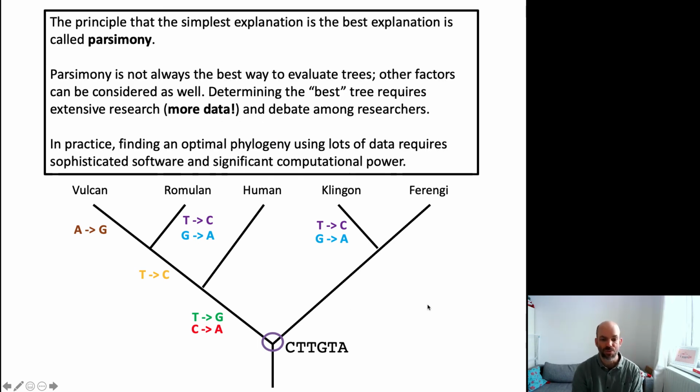So that's my super simplistic explanation of how you make a tree. Again, the logic that I was using is called parsimony, which is only one way that you can use to evaluate how good a tree is. In practice, we do this for obviously a lot longer sequences and more sequences. We often make trees with thousands of sequences.